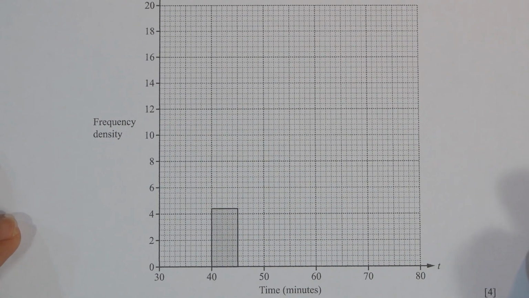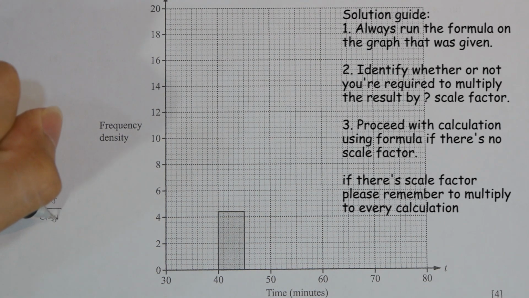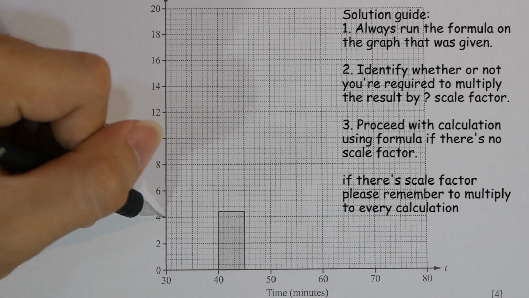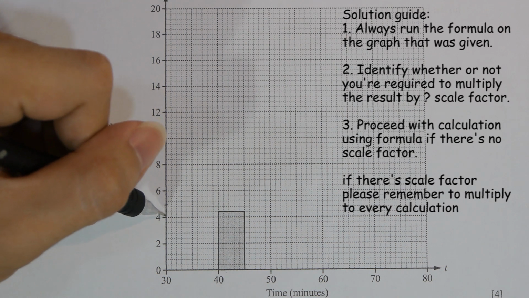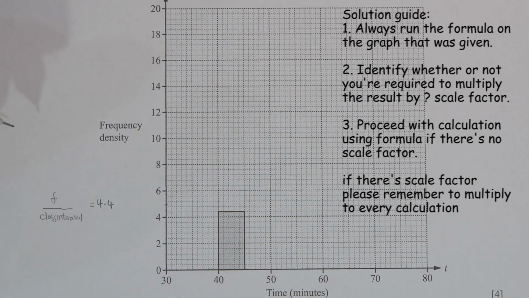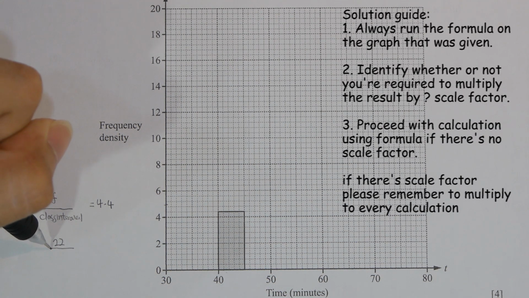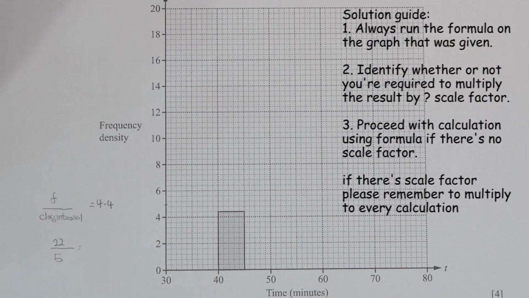As for part C, as usual in all my videos, you are required to calculate the one that was given first, because for certain questions there will be a scale factor that you are required to multiply into every single group. So in our case it is 4.4, so no changes are required. Then just repeat frequency divided by class interval, then you'll be able to get the answer and draw out the graph.